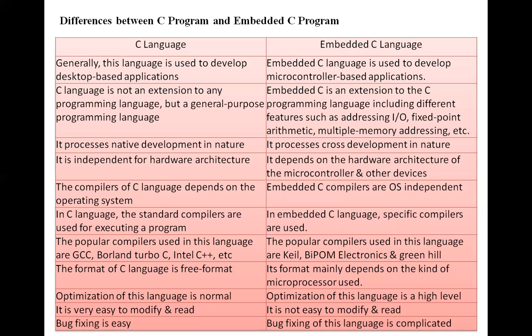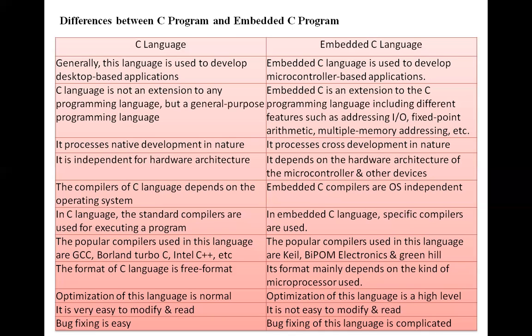It is treated as a general purpose programming language, but embedded C is not considered a general purpose programming language, right? Next point is that the compiler of C language depends on the operating system, right? But in embedded C, the compiler is OS independent, right?